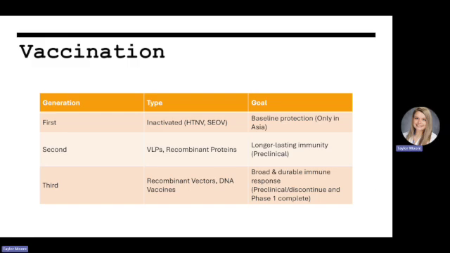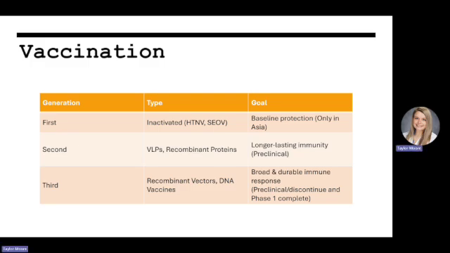Vaccinations are currently not available in the United States for this virus, but the first generation is inactivated, which is HTNV, SEOV, and it's a baseline protection and it's only offered in Asia. There is a second generation, which is VLPs and recombinant proteins, with longer lasting immunity, and it's currently in the preclinical stage.